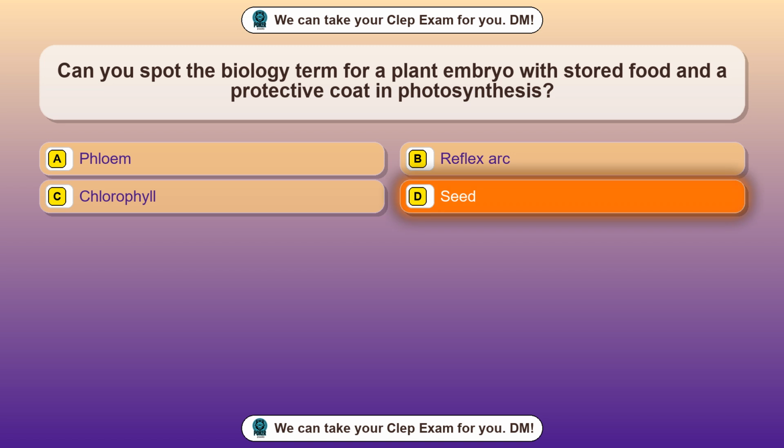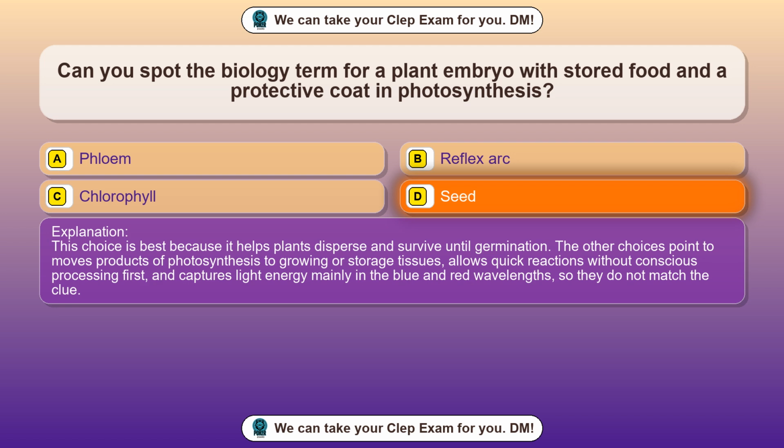The correct answer is option D, seed. This choice is best because it helps plants disperse and survive until germination. The other choices point to moves products of photosynthesis to growing or storage tissues, allows quick reactions without conscious processing first, and captures light energy mainly in the blue and red wavelengths, so they do not match the clue.